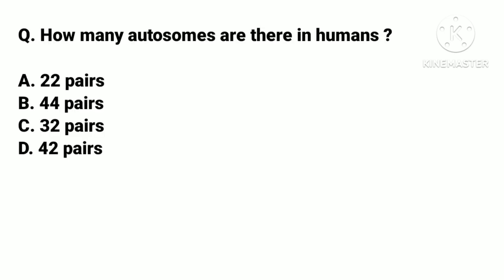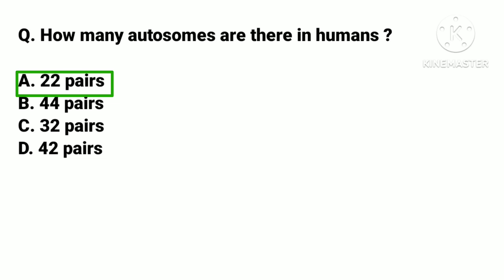How many autosomes are there in humans? A. 22 pairs, B. 44 pairs, C. 32 pairs, D. 42 pairs. And the correct answer is A.